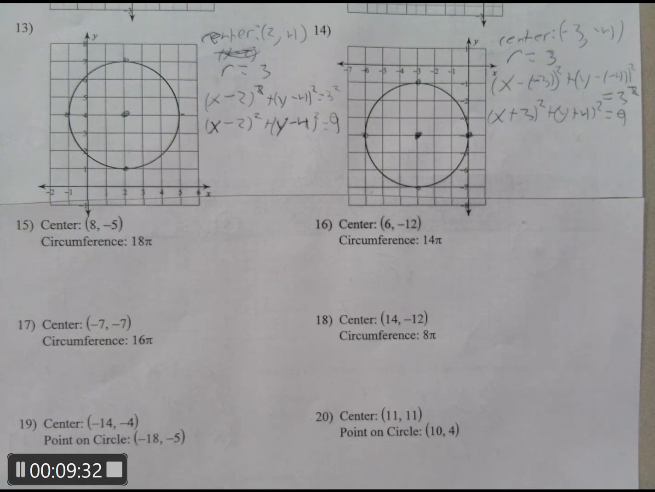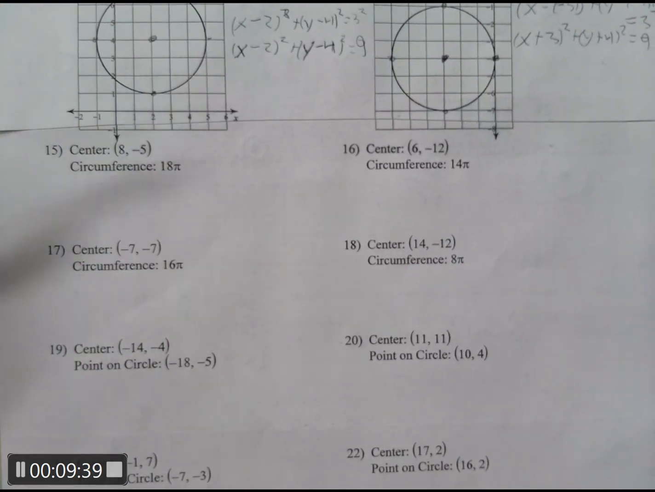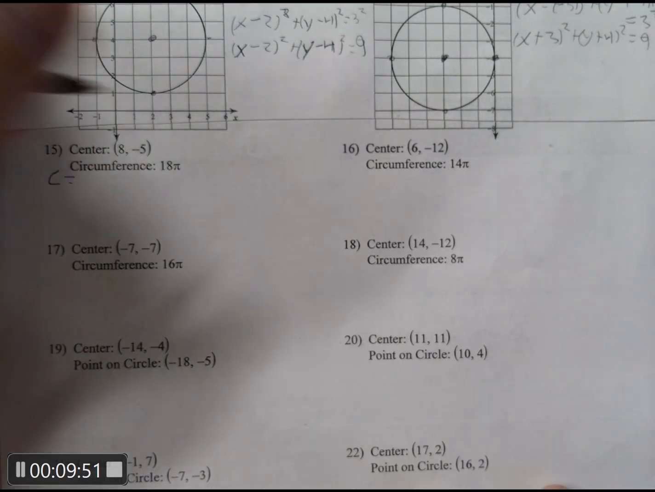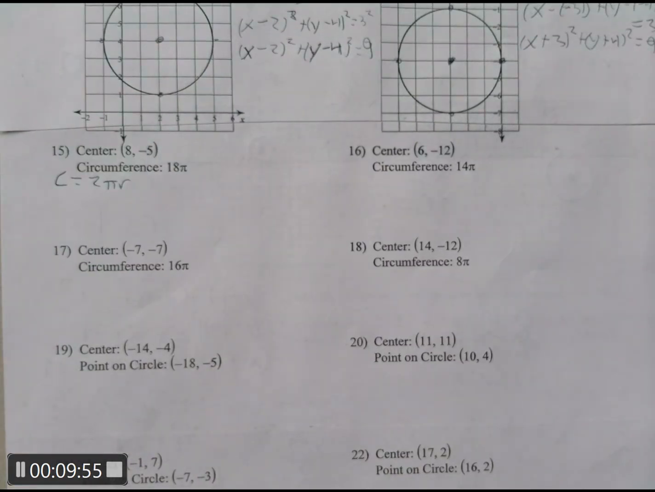So, next thing we have is a problem where it gives us a center and the circumference. Center and circumference, okay? These are exactly like the area ones we were doing earlier, except instead of having our area formula, we're going to have our circumference formula, okay? So we know our circumference formula is C equals 2 pi r. If you don't know it, it's okay. You can look it up on your formula sheet. It'll be on your formula sheet.